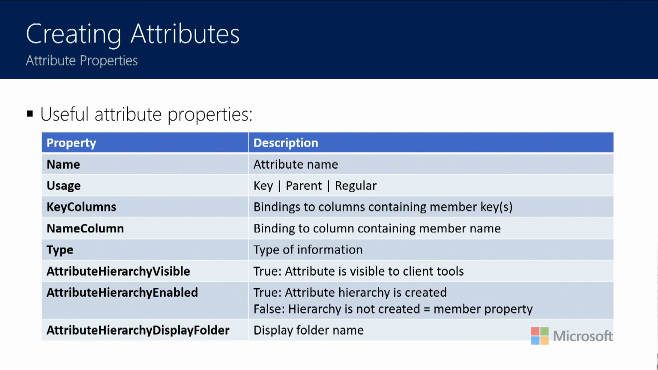Lastly, in the list, we have attribute hierarchy display folder. And display folders allow you to organize the content within a single dimension. Let's imagine that some dimensions might have lots of attributes and hierarchies, and so therefore, in a client tool, it might be easier to group them together within display folders.